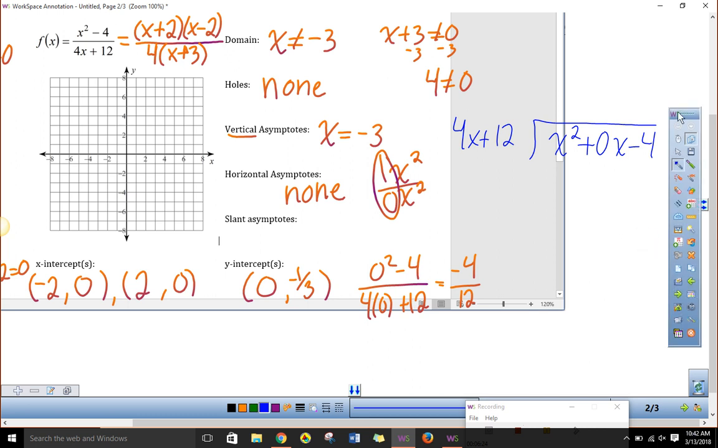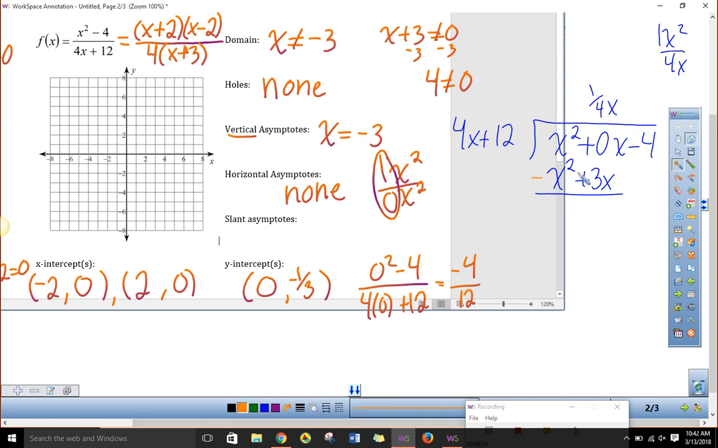You're dividing x squared by 4x. What does that leave you with? 1/4 x. Do you see that? If you need to write the 1 in, make sure you do it. 1/4 x. And then we gotta see what we have left over, right? So what do I have to do now? We gotta multiply to see what's left over. So 1/4 x times 4x is 1x squared. 1/4 x times 12 is plus 3x. What's my next step?